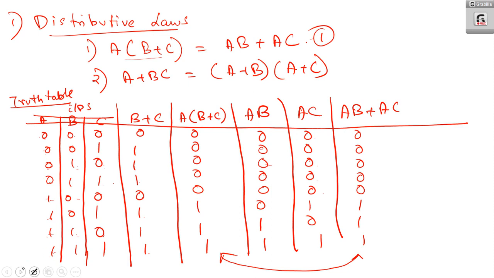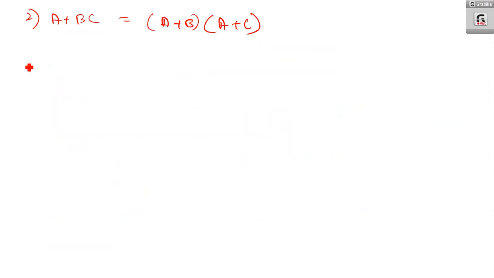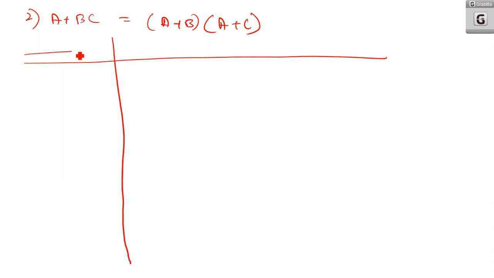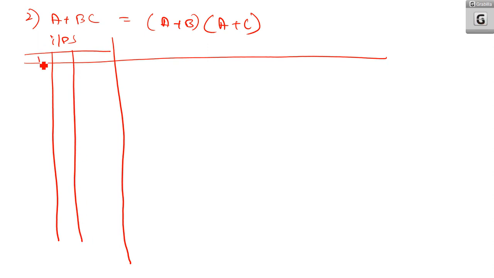Okay, so let me prove it. Let me write these columns first. I am having inputs A, B and C. So 0 0 0, 0 0 1, 0 1 0, 0 1 1, 1 0 0, 1 0 1, 1 1 0, 1 1 1.